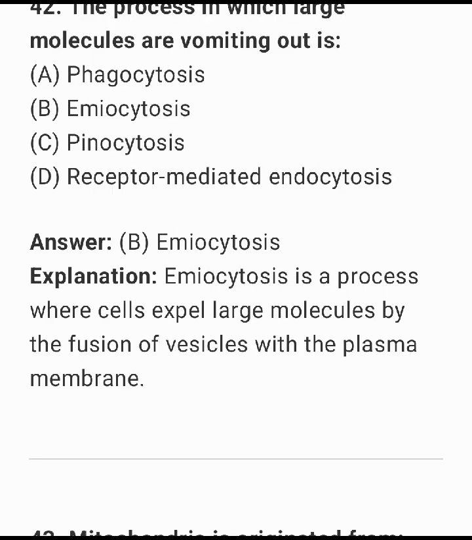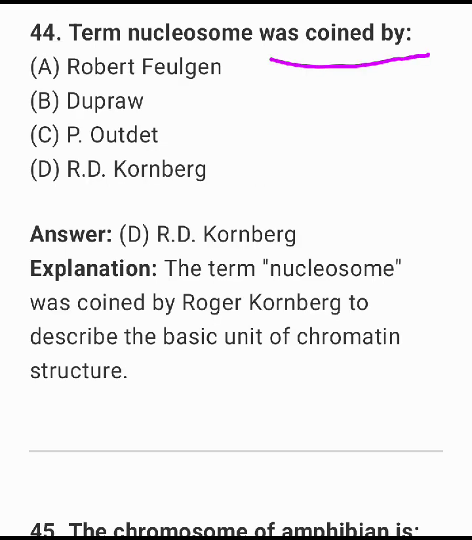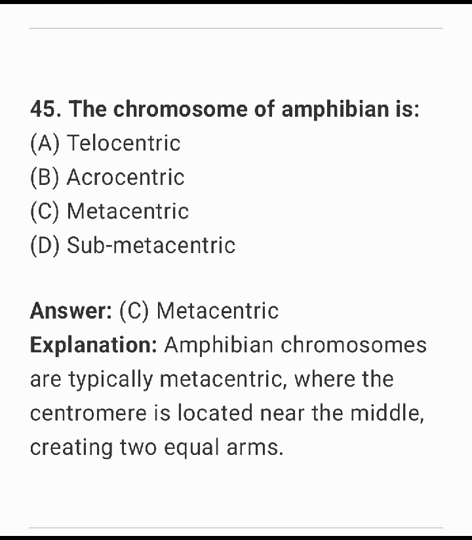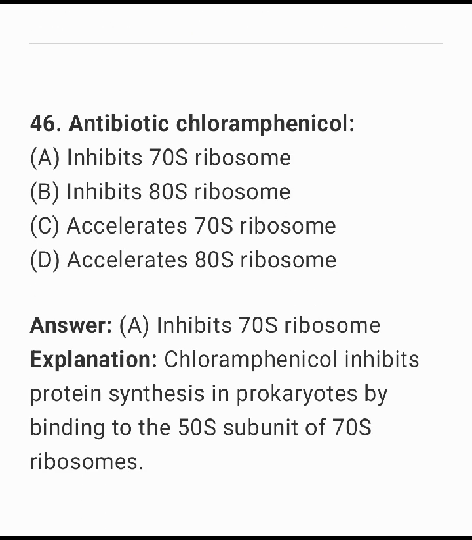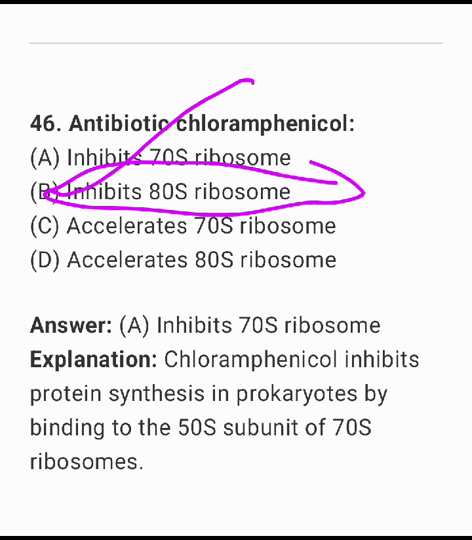The process in which large molecules are vomited out is called exocytosis. Option number B. The term nucleosome was coined by, so it was coined by R.D. Kornberg. Option number D is the right answer. The chromosome of amphibians is metacentric. Option number C. Then the antibiotic chloramphenicol inhibits the 70S ribosome. Option number A is the right one.